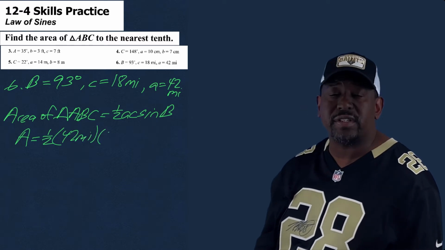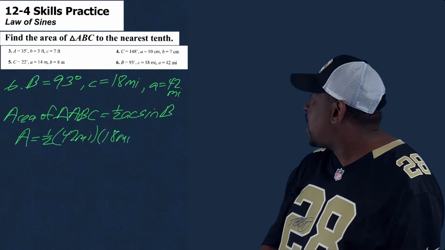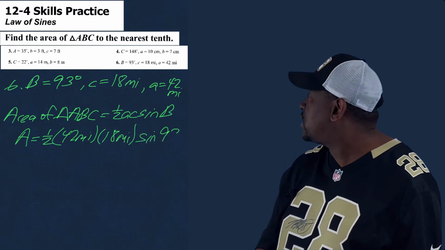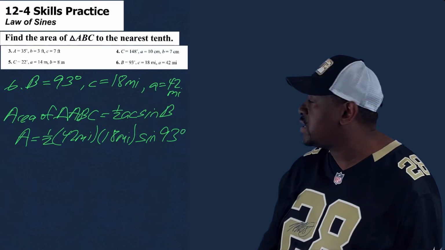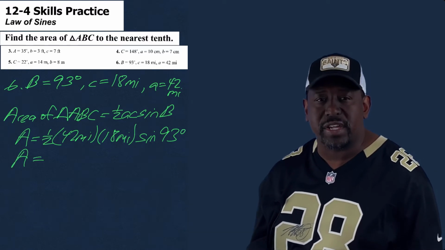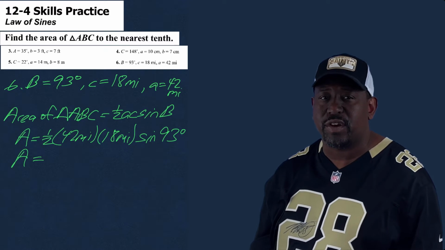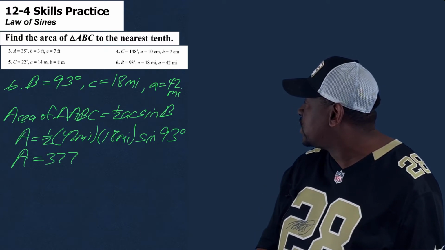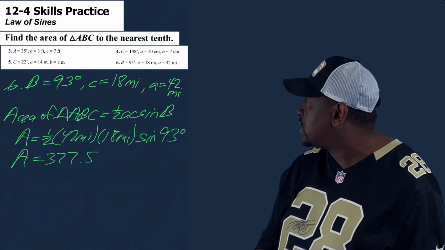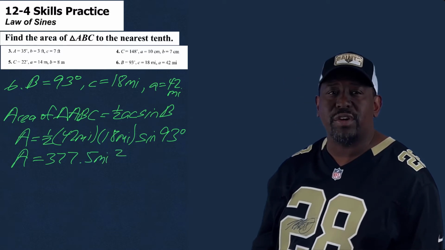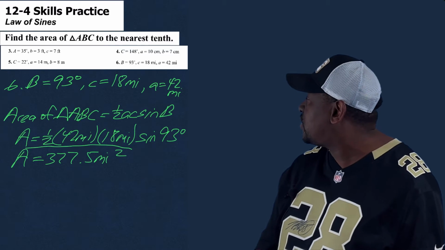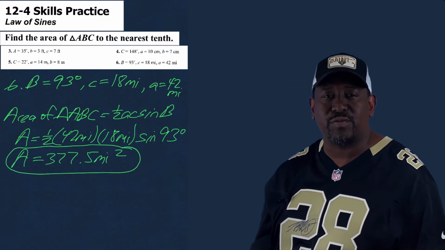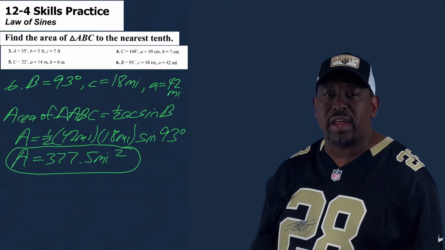42 miles for side A. Side C is 18 miles. And then we take the sine of 93 degrees. And just like the last problem, we get our calculator out. We substitute those values. We just plug them in. Get the sine of 93 degrees and then multiply by the other quantities. And we're left with an area of 377.5 miles squared. And again, the nearest 10th is the first digit to the right of the decimal point.